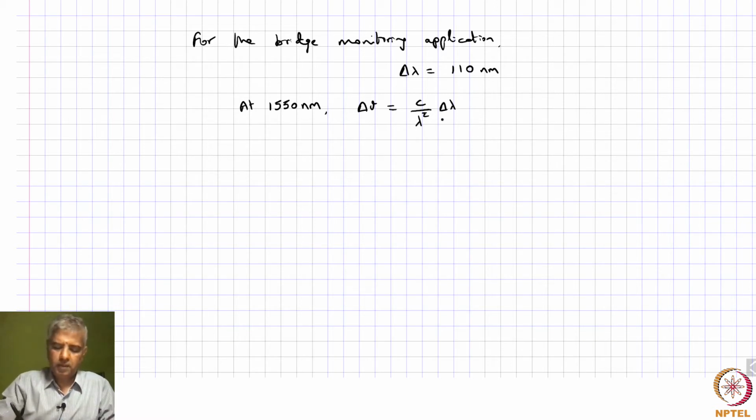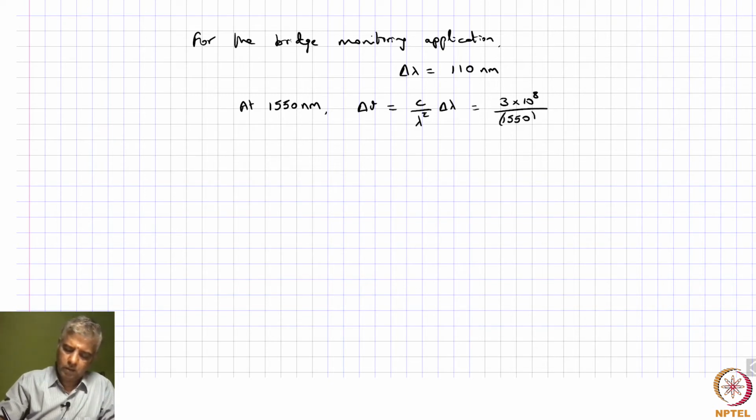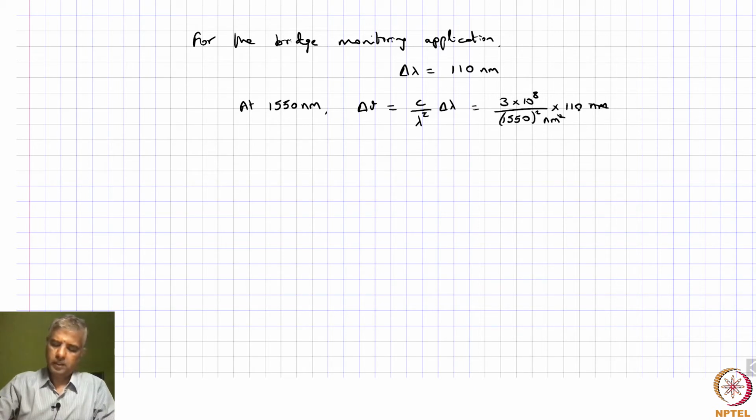And if you plug in the values, this is 3 into 10 power 8 divided by 1550, the whole square in terms of nanometers, and delta lambda is 110 nanometers. So, this is basically nanometer square, and this is nanometer, so that cancels, and you have inverse nanometer. If you do the math, you will find that this corresponds to about 13.7 terahertz. Okay. So, you need to have a delta nu, that is the free spectral range, of 13.7 terahertz.